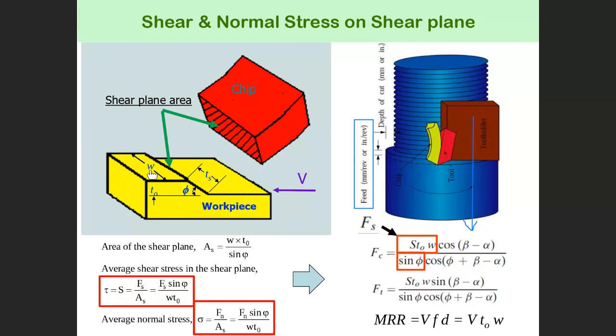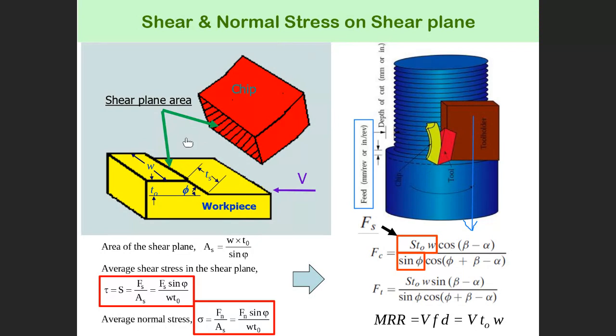And this width, the w here, is the width of cut, which is also the depth of cut. Initially, the tool penetrates to get the depth of cut or width of cut, w. Then the chip will be removed, and this is the shear plane.